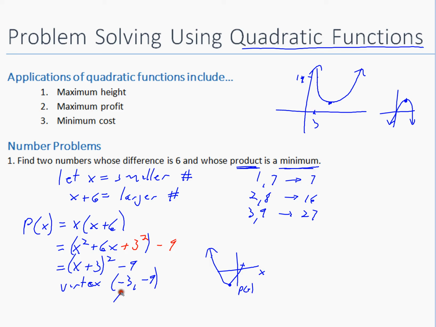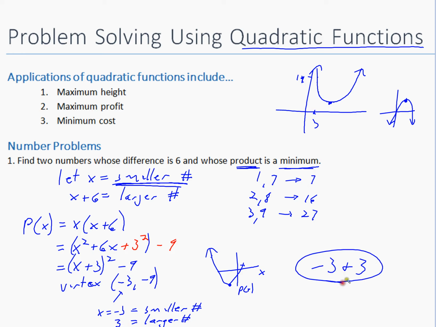So x equals -3, which goes back up, and we realize that's our smaller number. And so our larger number is -3 plus 6, x plus 6, which is 3. And so our two numbers, so find the two numbers, so the answer is -3 and 3.